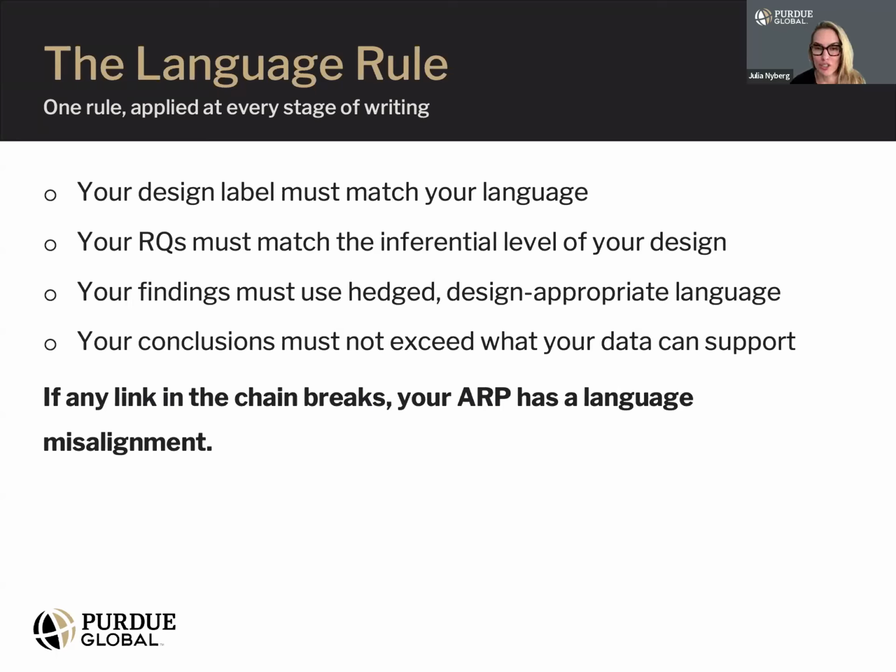4, your conclusions. Don't have them exceed what your data can support. Chapter 5 is where overclaiming is most tempting. Like I said, you want to solve world hunger. You've worked hard. You want to say something definitive, but chapter 5 conclusions must stay within what your design and data can actually support. If any one of these 4 rules break down, you have language misalignment that has to be corrected.